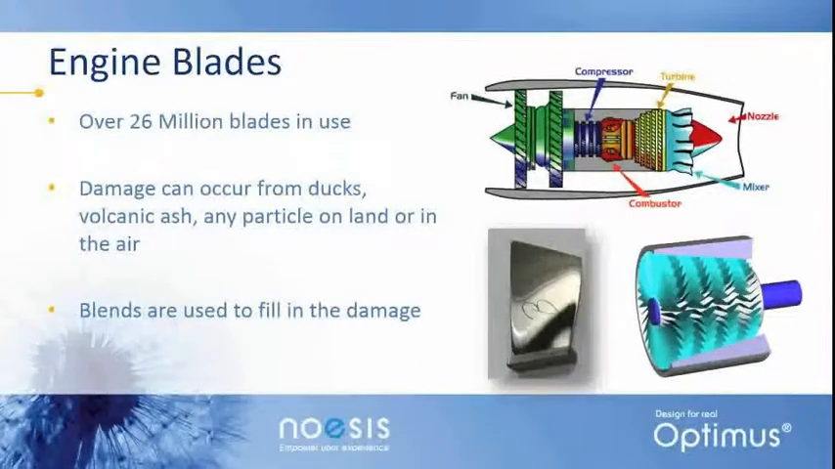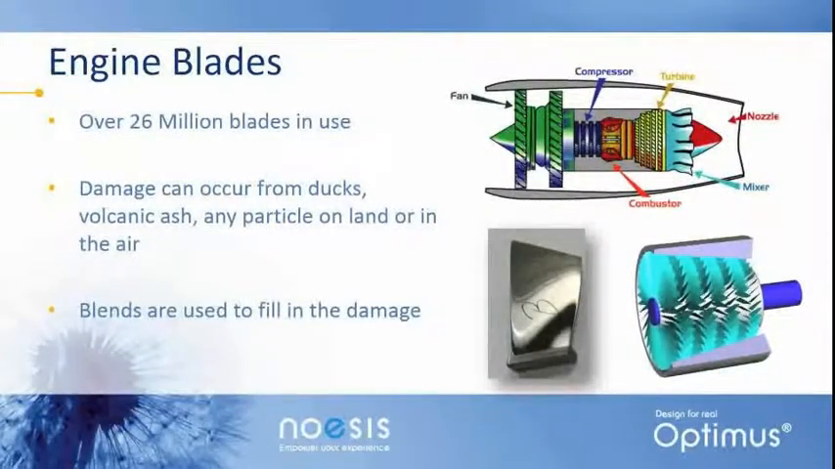These blades are generally located inside of a jet engine, as you can see in the top image. These blades can get damaged from a number of environmental sources. There's over 26 million blades that are in use throughout the world today. A great deal of time and money is spent repairing damaged blades.